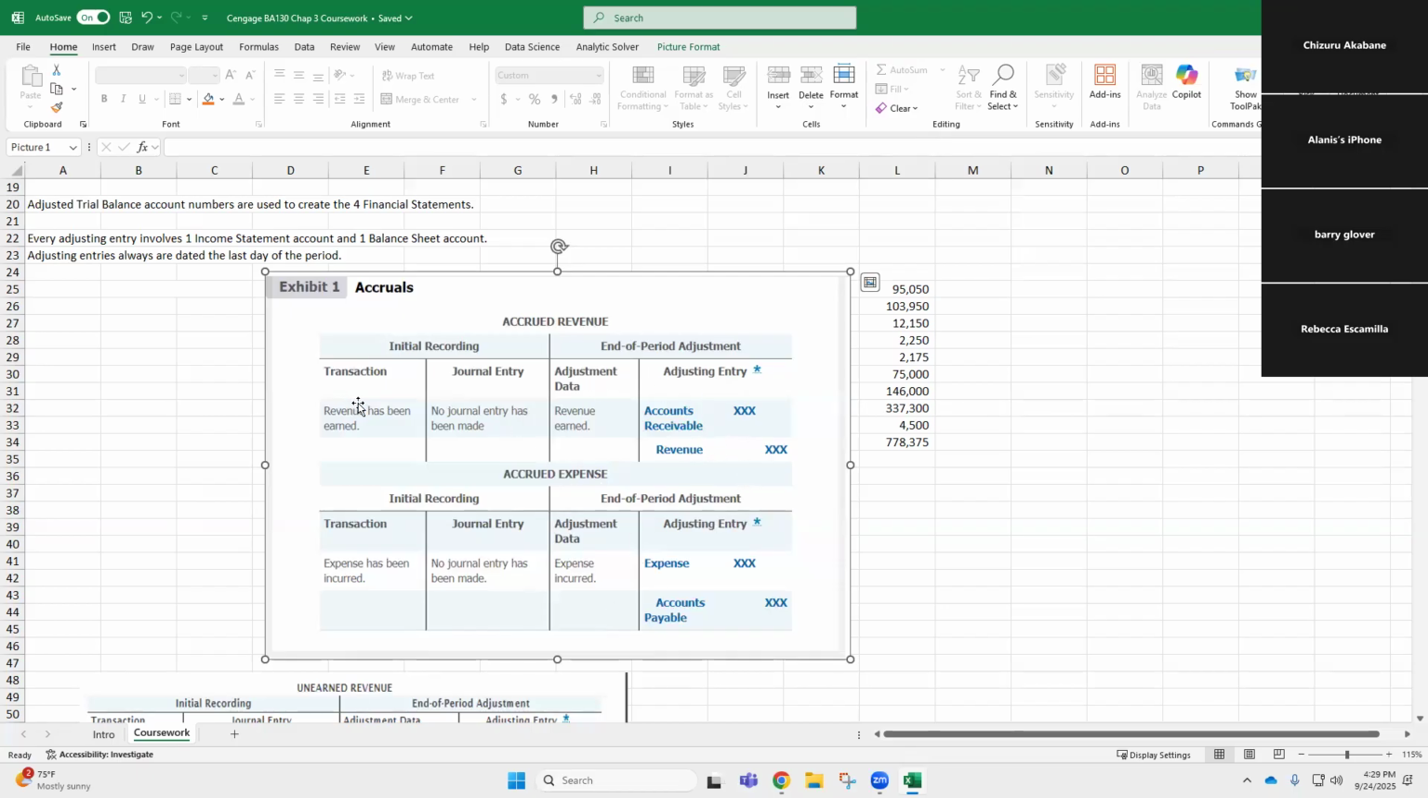So once again, we're going to accrue revenue, we're going to make accounts receivable go up with a debit, and we'll make the revenue account go up with a credit. If we're going to accrue an expense, we're going to put that amount in an expense account, and then we're going to put it in a payable until we cut checks, because we don't cut checks every day, probably not.